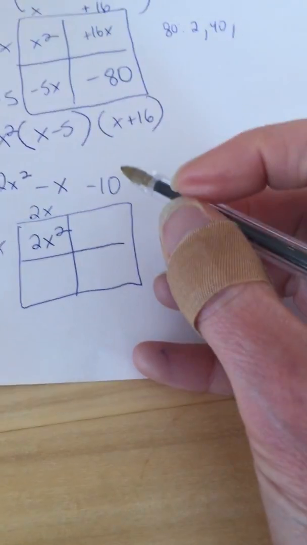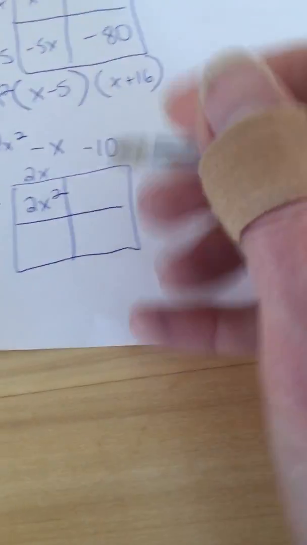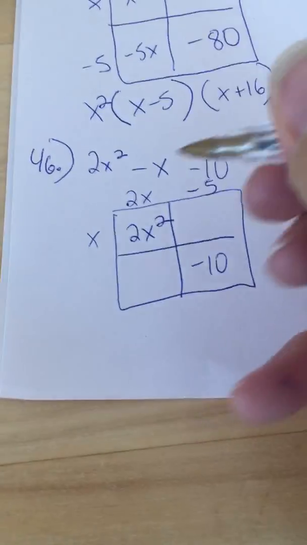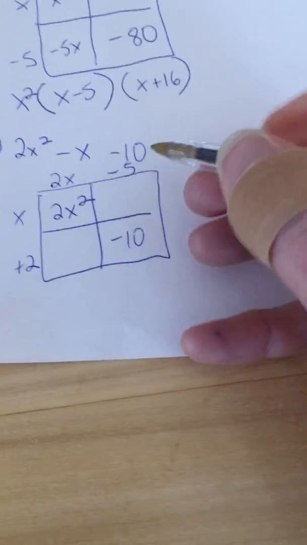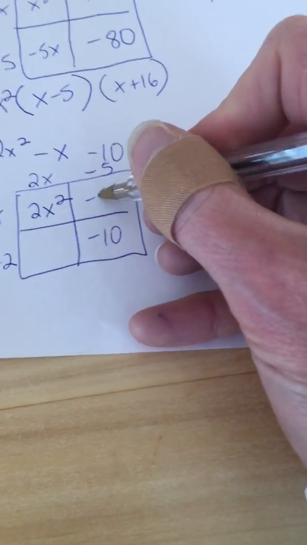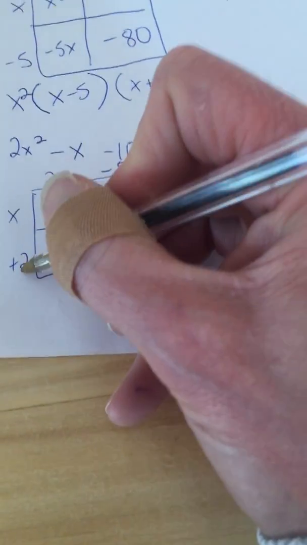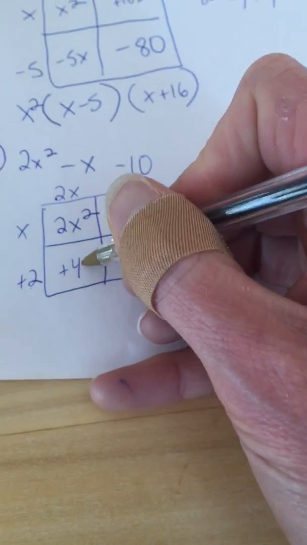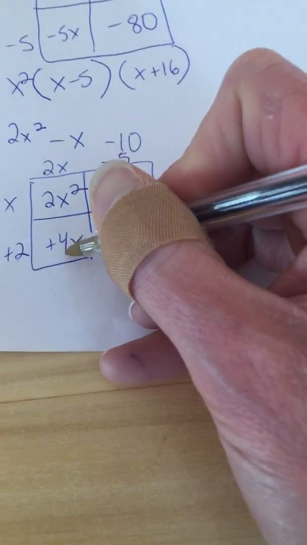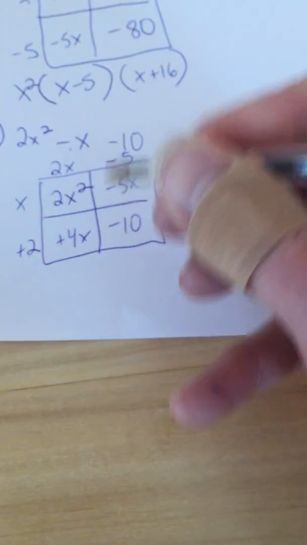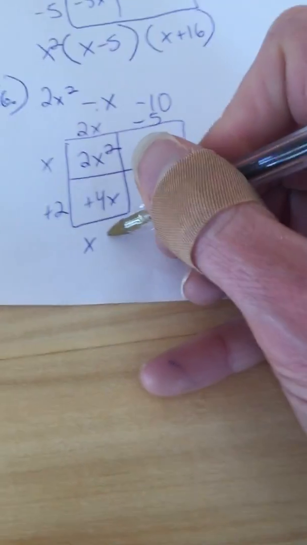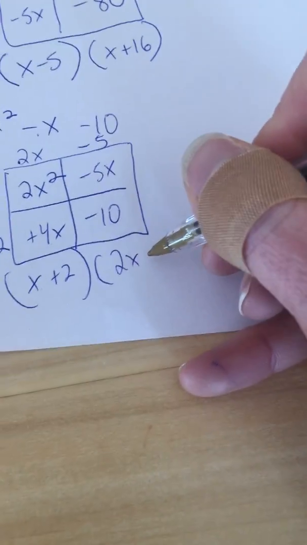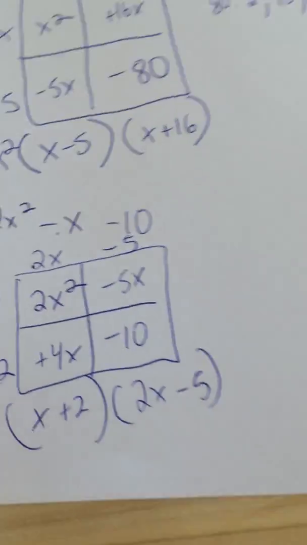And then you had to figure out what you're going to multiply together to get this negative 10. And so you could have a negative 5 and a positive 2. And so that would be a negative 5x. And this would be 2 times this 2x would be a positive 4x, and then this negative 5x and 4x would leave you with just this negative x. So again, you have x plus 2 times 2x minus 5, and that's the answer to that one.